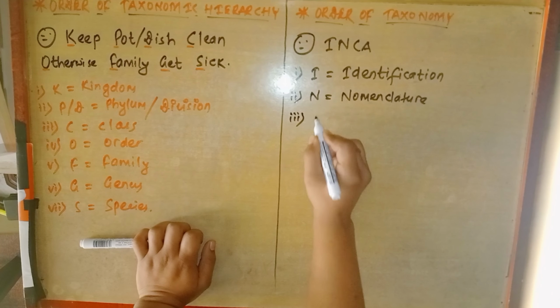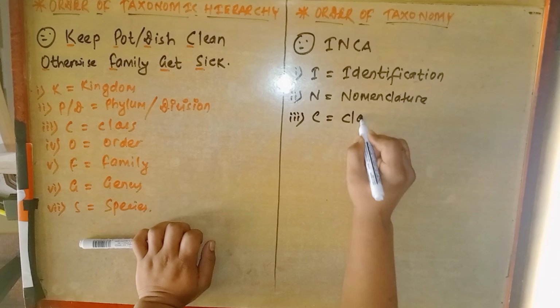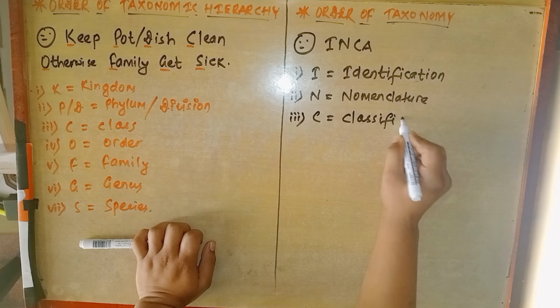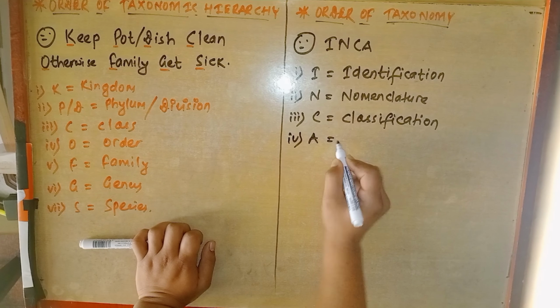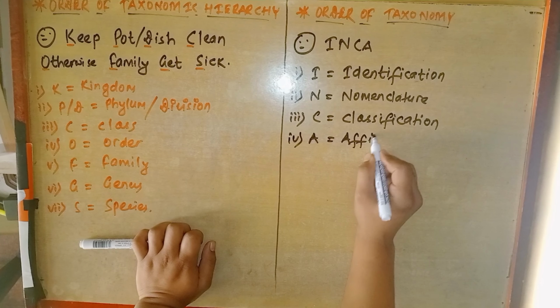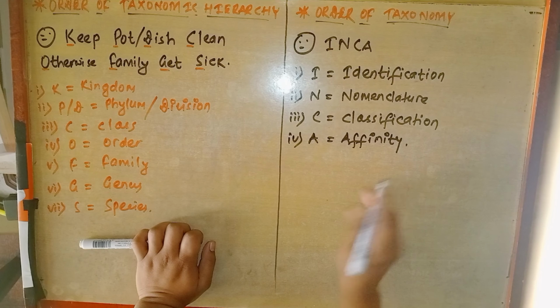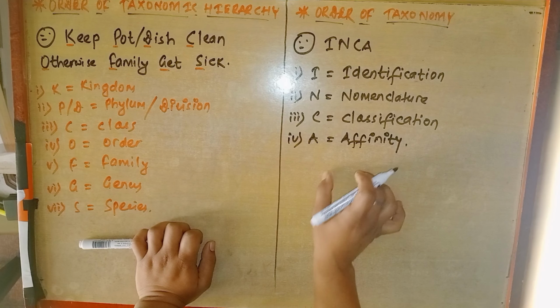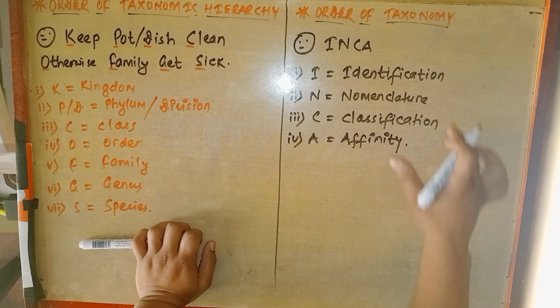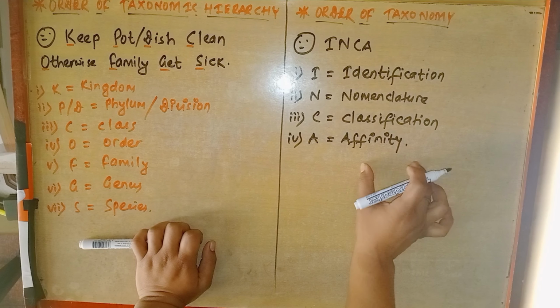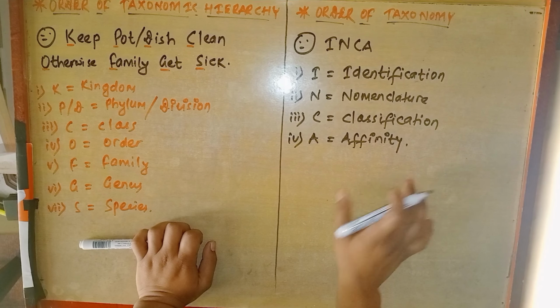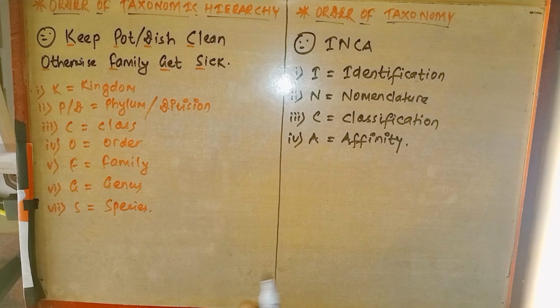And in third we have C. So C means classification. In fourth we have A. So A means affinity. So this is the order of taxonomy, or we can say the definition of taxonomy is all this: identification, nomenclature, classification, and affinity of any organism is called taxonomy. So this is all about the order of taxonomic hierarchy and order of taxonomy.